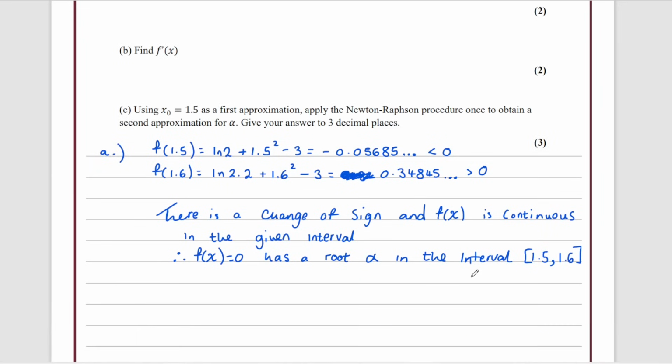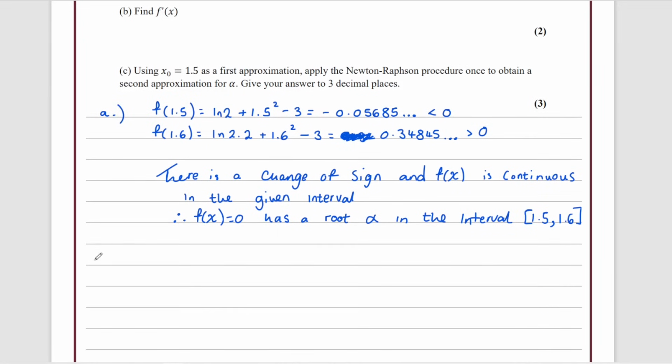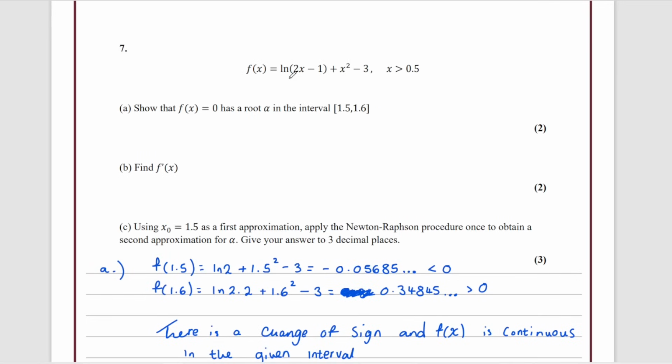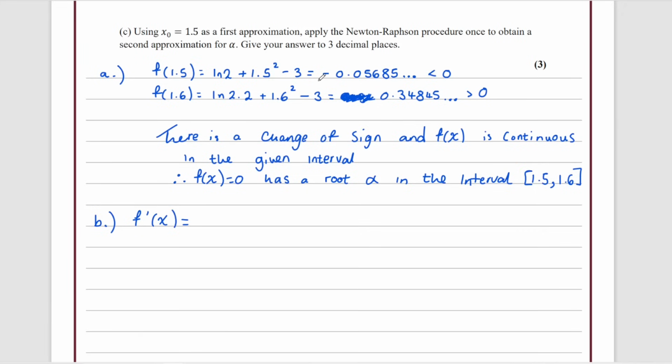And for part B then, it says find f prime of x. So just 2 marks for this. Obviously we start with f of x. If we want f prime of x, we're just differentiating f of x here. So we're going to go term by term. So the natural logarithm of 2x minus 1. When I differentiate this here, what I'm going to get then is 2 over the argument here. So 2 over 2x minus 1, because the derivative of this is 2. We get 2 over 2x minus 1.